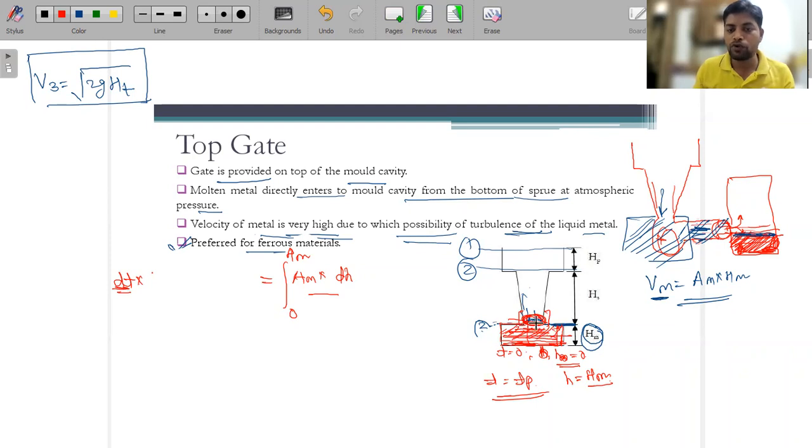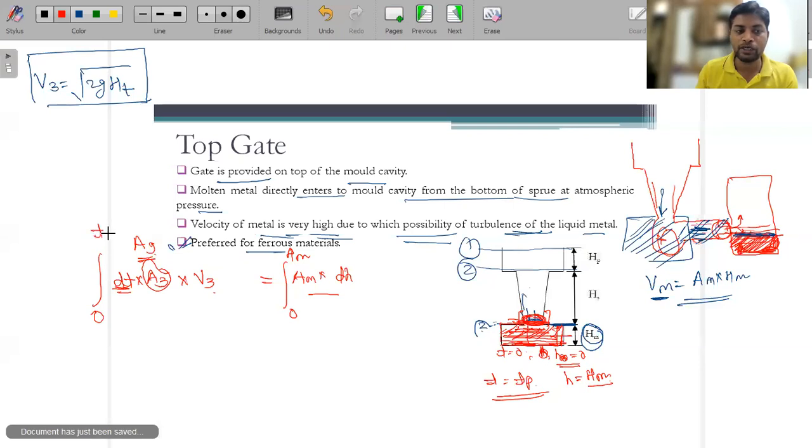So the total volume flow rate will be equal to A3 into V3. A3 we can consider as the gate area, so you can write A3 or AG, that is the gate area. V3 is not the volume but the velocity. Please consider this as the velocity at the gate. At zero height the time is also zero. When it becomes completely filled, the time will become TP, right? So this is from 0 to TP.